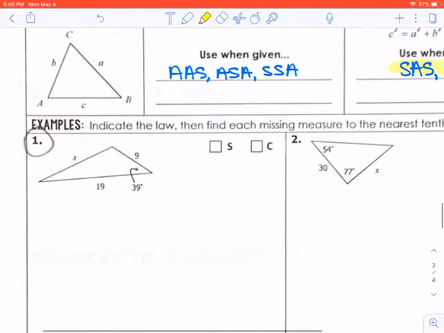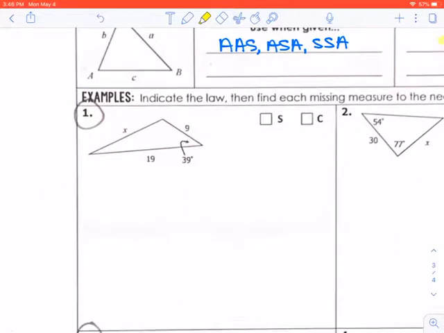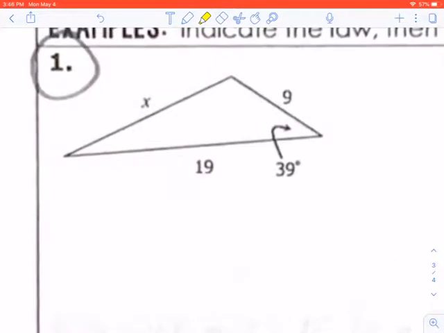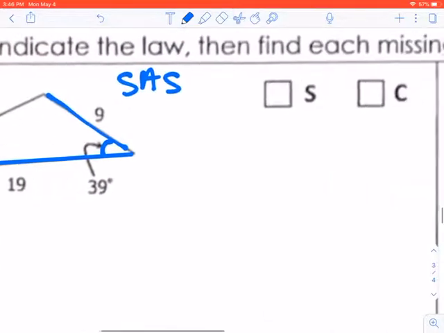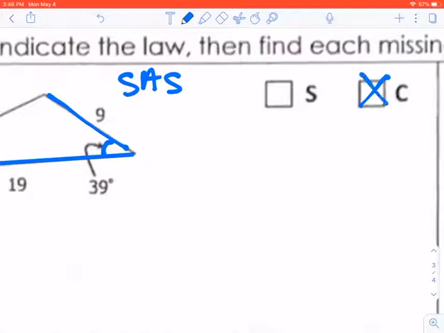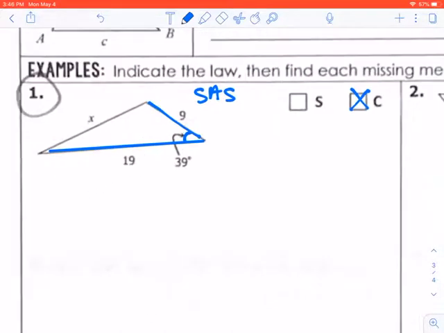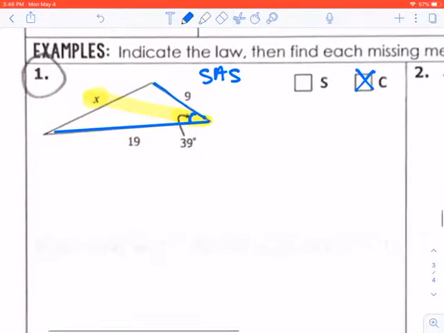Okay? So looking at number 1 here, you got to look at the information given to you. I have a side, this angle, and then a side. Because it is side angle side, we are going to use law of cosines. Okay? And then you use the formula to find your answer. So law of cosines, here's the side I'm looking for. This is the opposite side pair. So those are the pieces that are going to be on the outside of my formula.